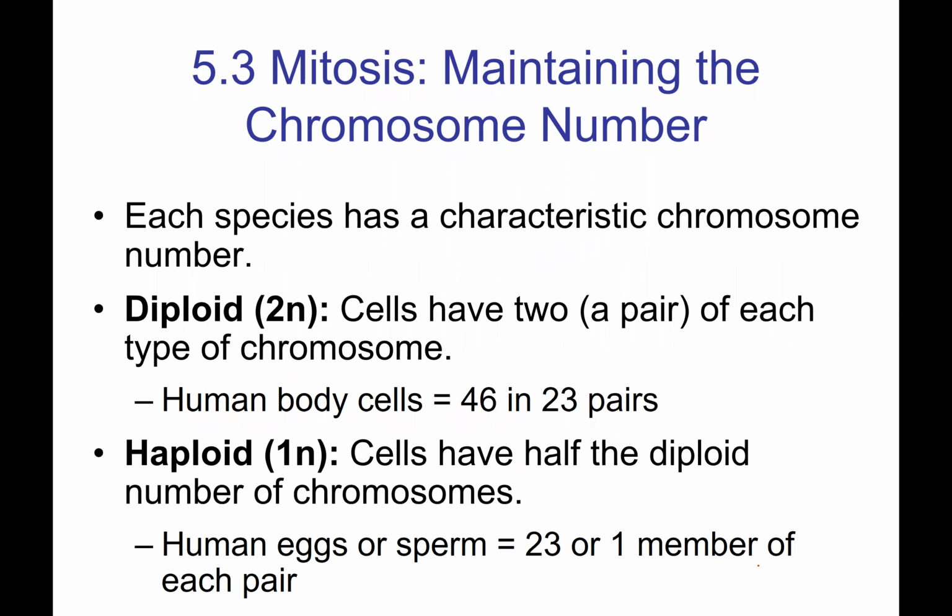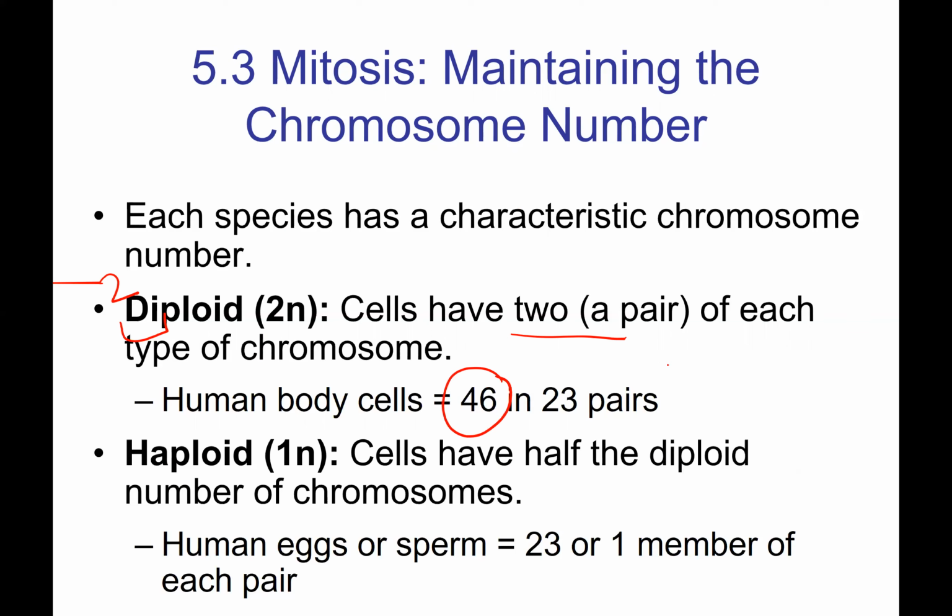Now, each species has a characteristic chromosome number. In humans, our diploid number is 46 and our haploid number is 23. So what do these mean? Diploid, the prefix di means two. Okay, so cells have two of each type of chromosome. You get one from your mom, one from your dad. So we have 23 pairs for a total of 46 chromosomes.